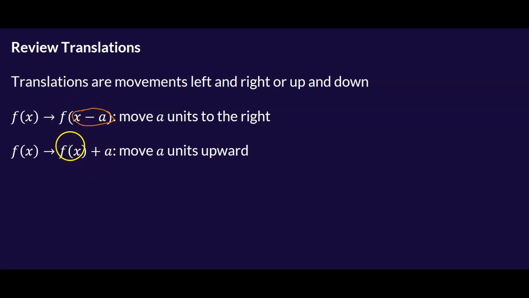But if you have the translation outside of your f of x altogether, it's going to behave as expected. So plus a means you move upward a units, and minus a would mean that you move downward a units.